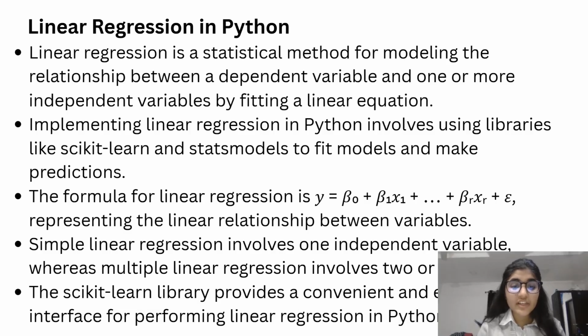Then the formula for linear regression is y equals beta naught plus beta 1 x1 plus and so on till beta r xr plus epsilon, representing the linear relationship between variables. Simple linear regression involves one independent variable, whereas multiple linear regression involves two or more. The scikit-learn library provides a convenient and efficient interface for performing linear regression in Python.